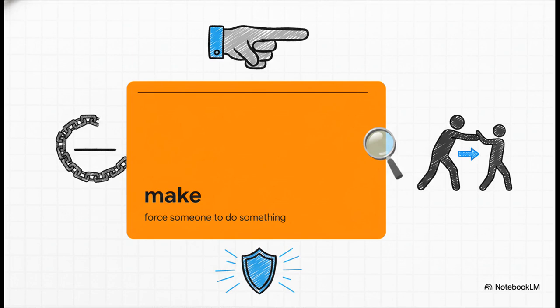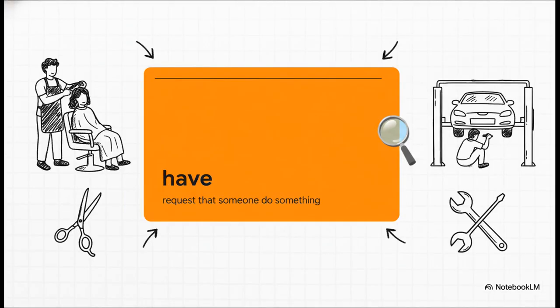First up is make. Just think of this as the power verb. When you make someone do something, there is no choice involved. You're forcing them. You know, like when a parent says, "I made him clean his room." He probably didn't want to, but he had to. Next on the list is have. Now, this one's a lot softer. It's more about asking or arranging for something to be done, usually a service. Think about it. You have a mechanic fix your car, or you have a hairdresser cut your hair. It's kind of like a formal request or a transaction.